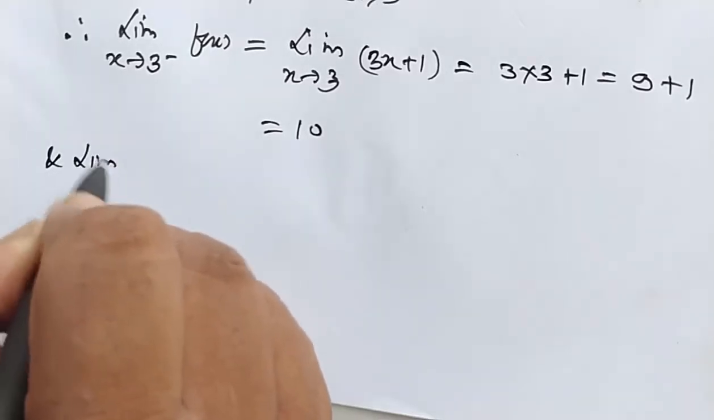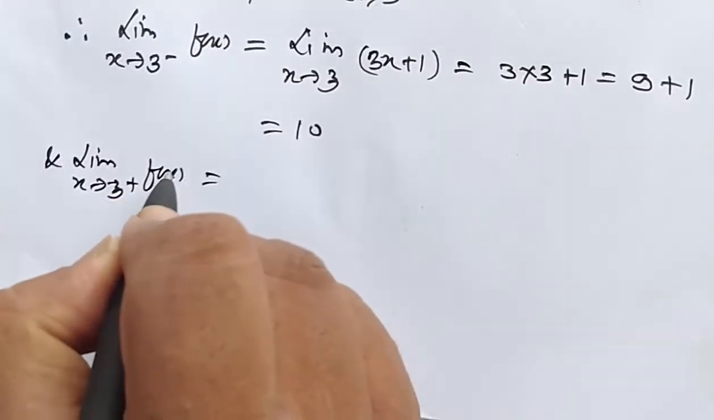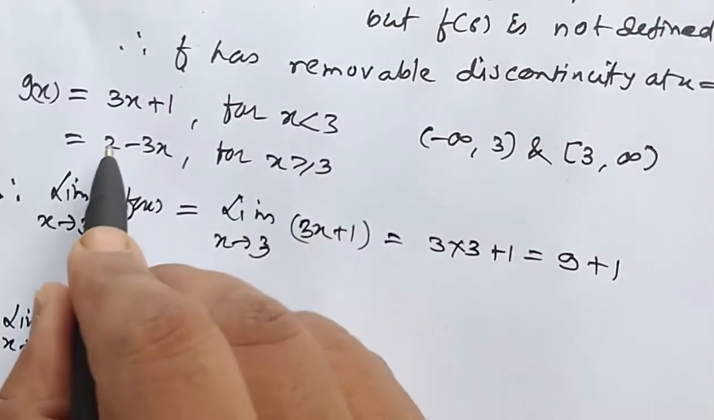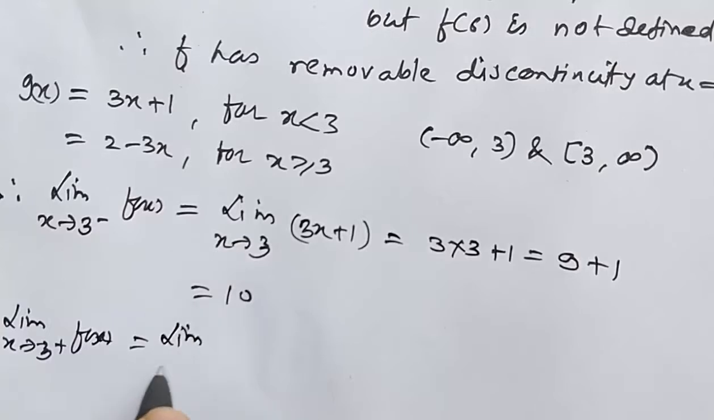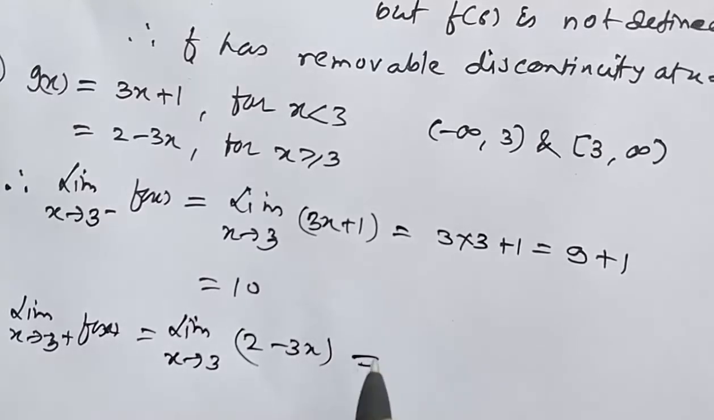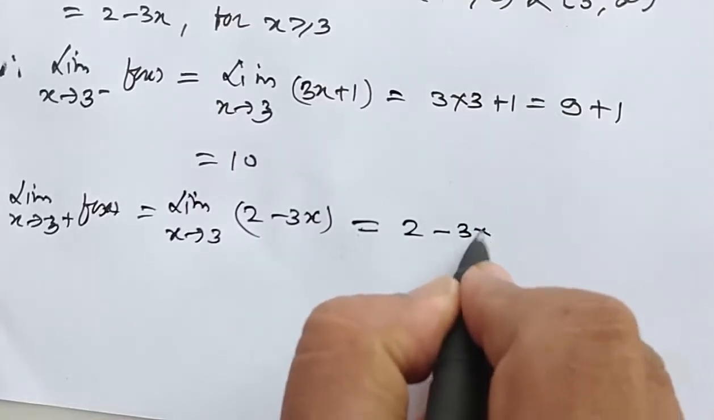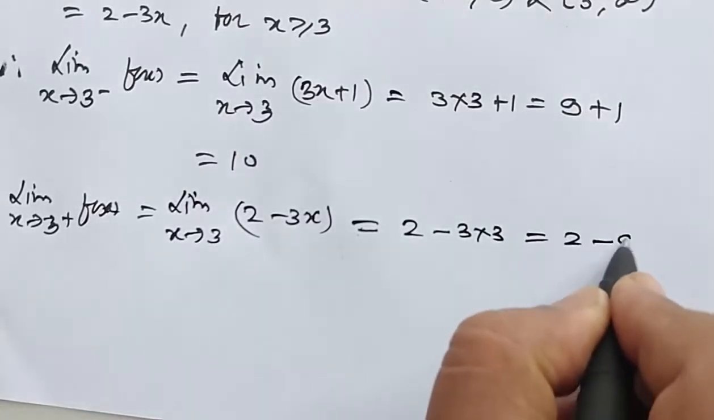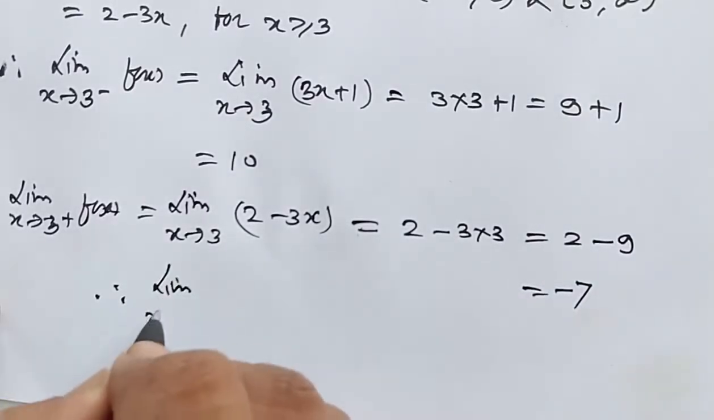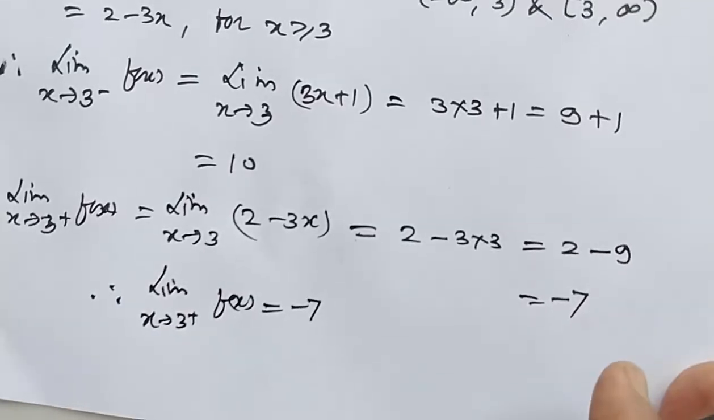And limit x tends to 3 positive f of x, that is from right. The definition for x is greater than or equal to 3 is 2 minus 3x. Putting x is equal to 3, 2 minus 3 into 3 is equal to 2 minus 9 is equal to minus 7. Therefore, right hand limit x is tending to 3 plus f of x is equal to minus 7.